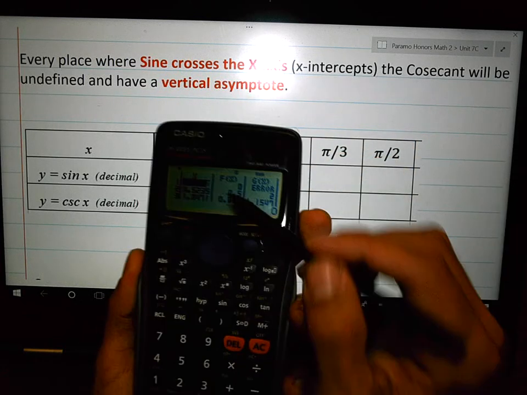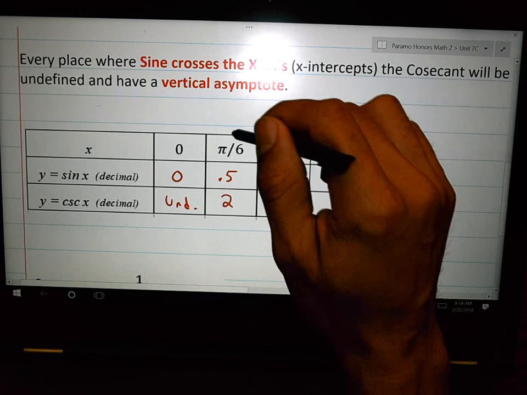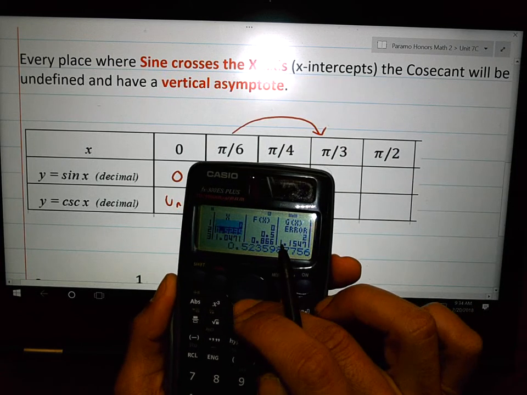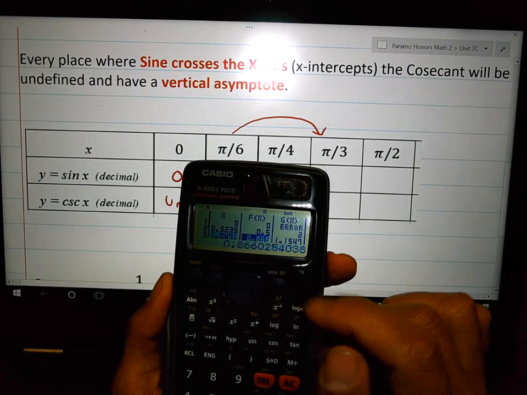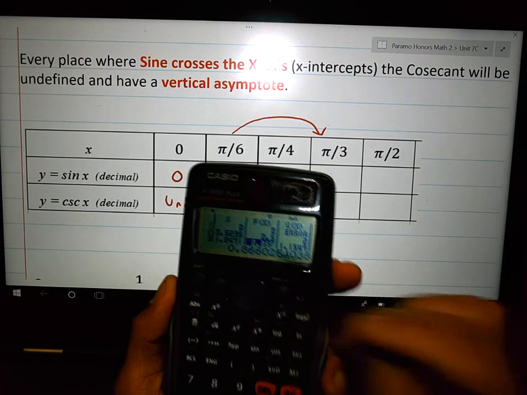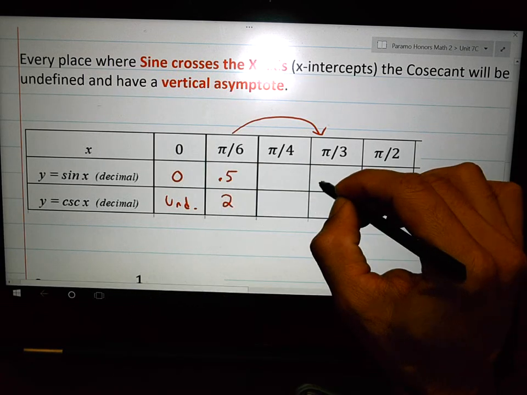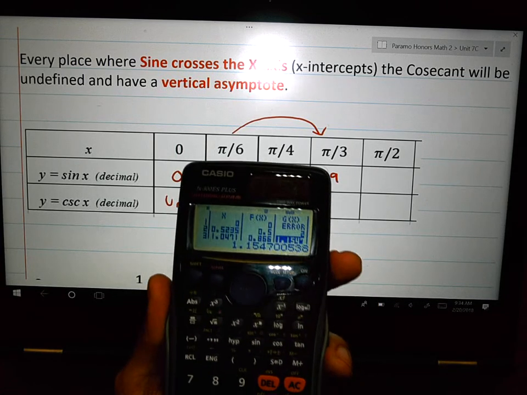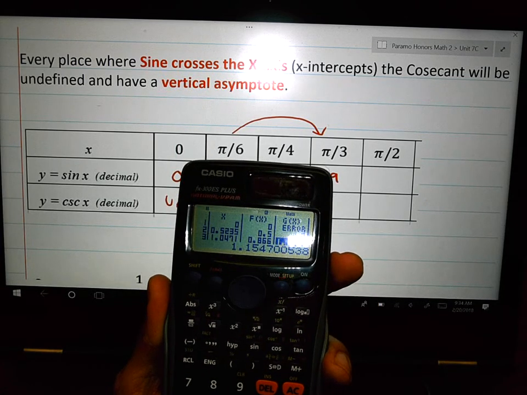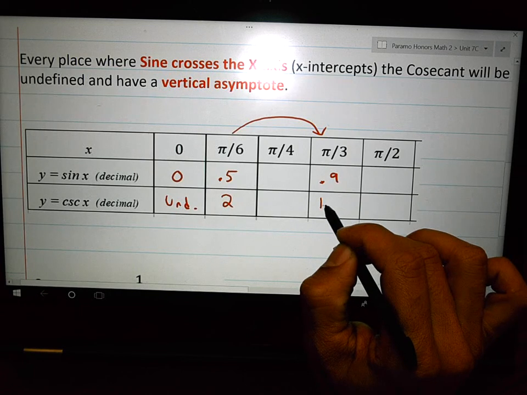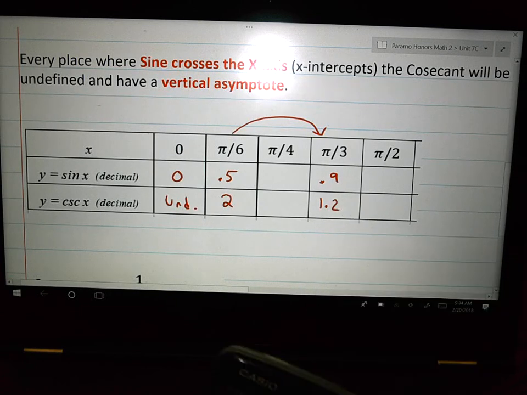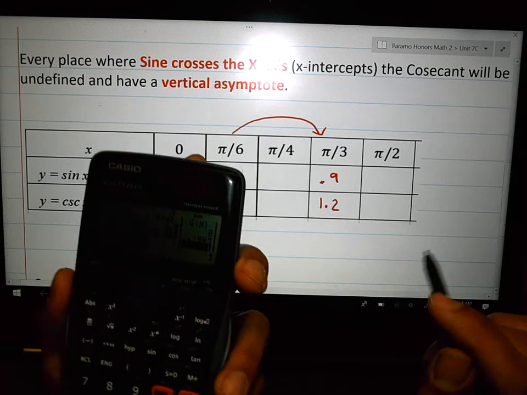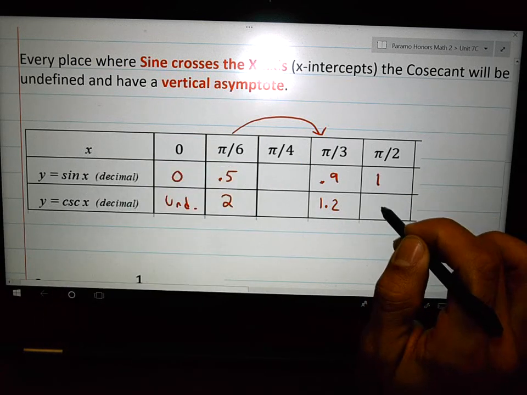Now, the next value is another pi over 6, so I'm jumping over here to pi over 3. This one down here is pi over 3. 0.866 rounds to 0.9. 1 divided by 0.9 is 1.15, rounds to 1.2. Scroll down. 1, 1.